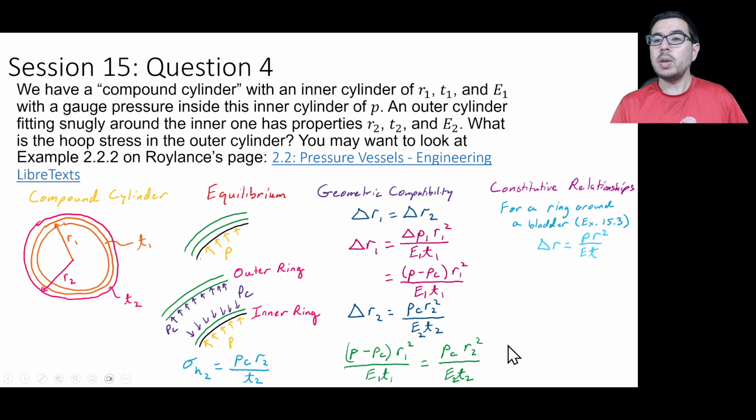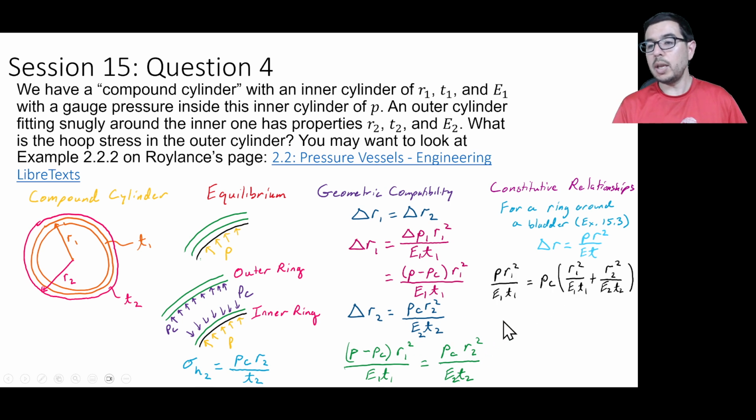What do we need to solve this problem? We need to figure out the hoop stress, but what we don't know right now is PC. We do know P, and we know all the other properties. So what we need to do is solve for PC and then plug it back into this equation over here and figure out what the hoop stress is in the outer cylinder.